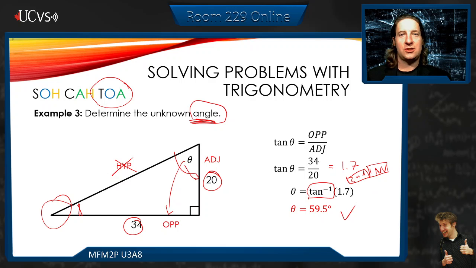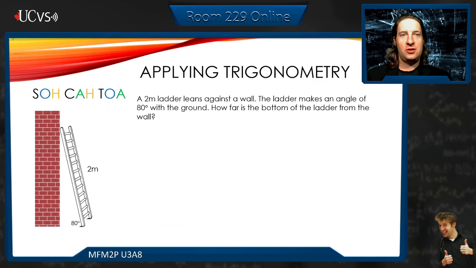All right, so that's how we solve problems with trig. Let's try now to apply this to some real world problems. Okay, so that's the whole point of trigonometry, trying to figure out things in real life that actually matter. Like here, for example, we have a 2-meter ladder. The ladder itself measures 2 meters long.